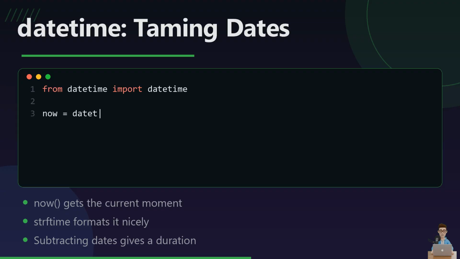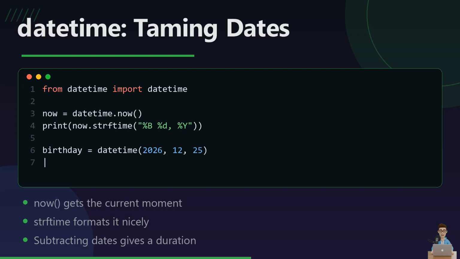Here's the trick. Dates are not just numbers, they have leap years, different month lengths, and time zones, which is exactly why my hand-rolled version broke on February. datetime.now gives you the current moment, strftime turns it into something readable like December 25th, 2026, and subtracting 2 dates just works, giving you a clean number of days between them. In short, never do date math by hand again, let datetime carry the mental load.